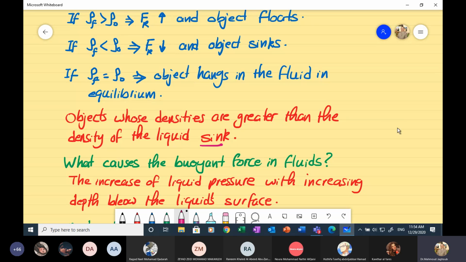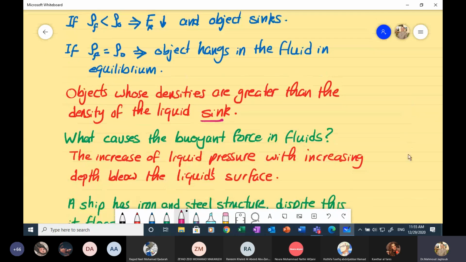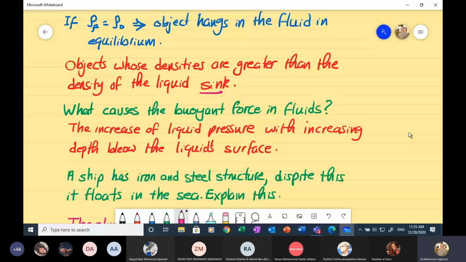If I ask you now, after all this, what is the real cause of the buoyant force in a liquid? Why do we have a buoyant force? What is the reason? The pressure of the liquid increases with depth below the surface. This is the reason why we have a buoyant force. It means that the force of the liquid that acts on us upwards is greater than the force that acts on us from the liquid downwards, and the resultant force from the liquid is vertically upwards.